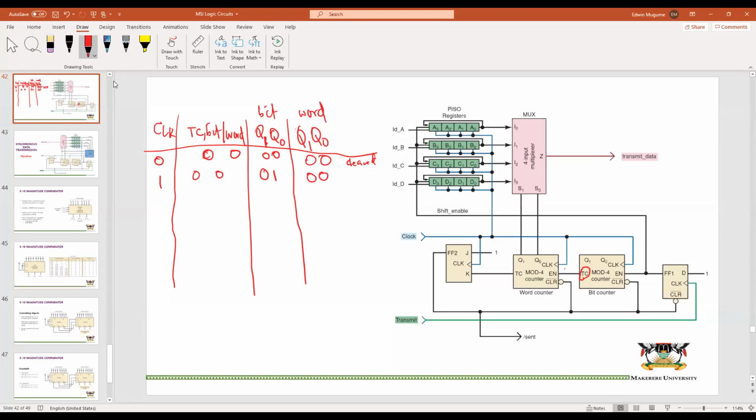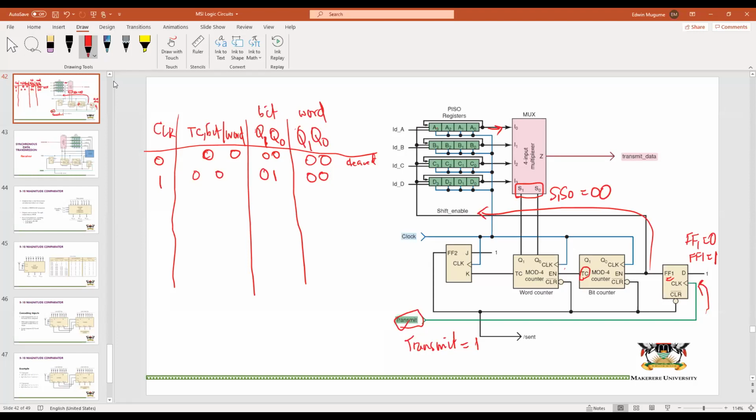And let us see what happens. You can see that we need the transmit signal to be 1. If the transmit signal is equal to 1, you can see that this is a clock into the D flip-flop. Remember, initially FF1 was 0. Now FF1 will become 1. If it becomes 1, a 1 is a shift enable, meaning that this data will shift. All right. Remember, S1, S0 is still 0, 0.